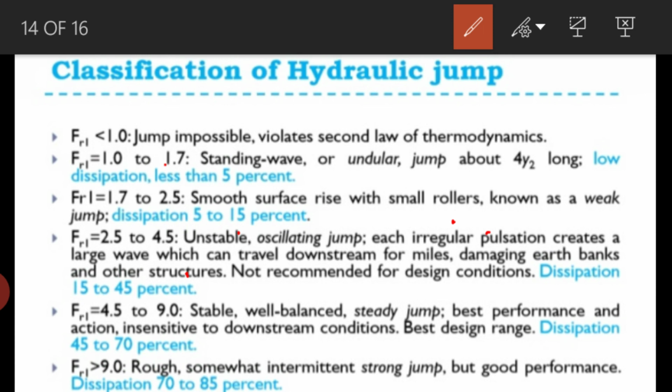Means you can decide based on the Froude number what type of flow condition you may get. Here the condition of flow is given. While designing, if you calculate the Froude number and get a value between 2.5 and 4.5, then it represents unstable flow. How does the flow take place? An oscillating jump takes place. Each regular pulsation creates a large wave which can travel downstream for miles, damaging the earth banks and other structures, and it is not recommended for design conditions. The dissipation of energy is 15 to 45%.